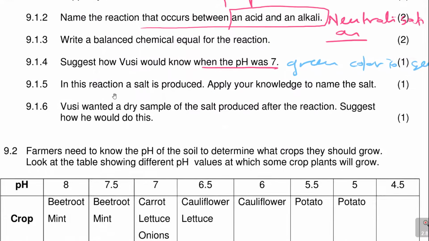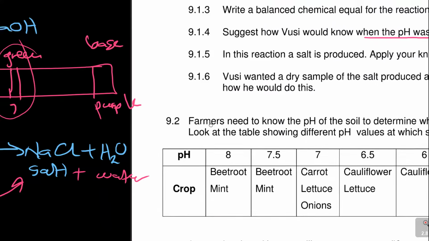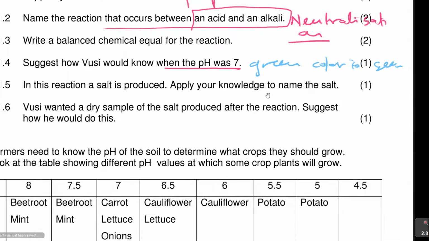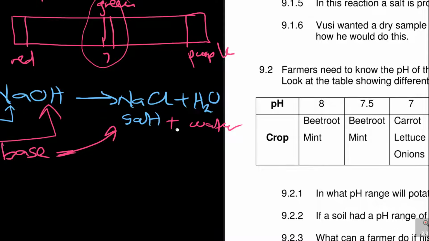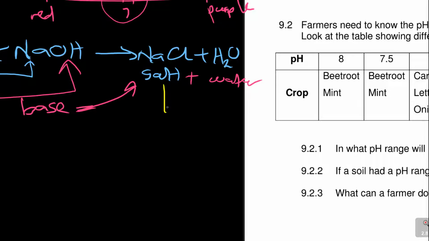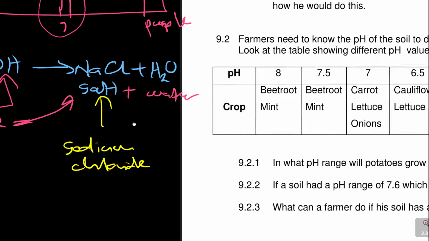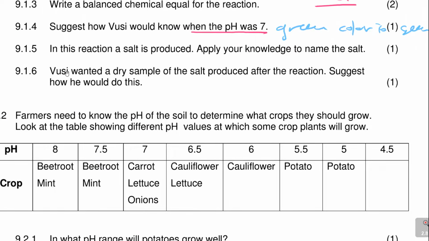Alright, and then it says in this reaction a salt is produced. Remember, I would say it is a salt. Apply your knowledge to name the salt. There is the salt. What do you call the salt? This salt is called what? Sodium chloride. That's your table salt, the one that you use in the house, in your salt shaker.